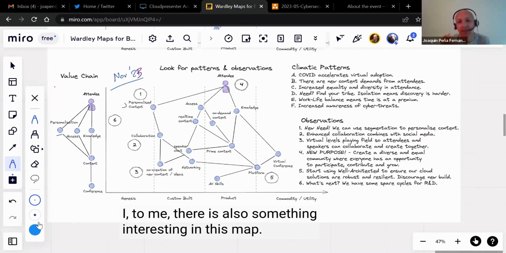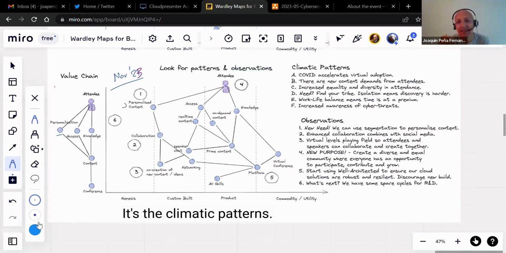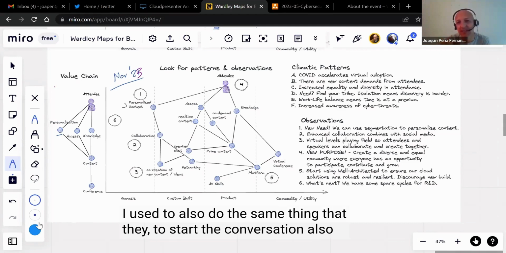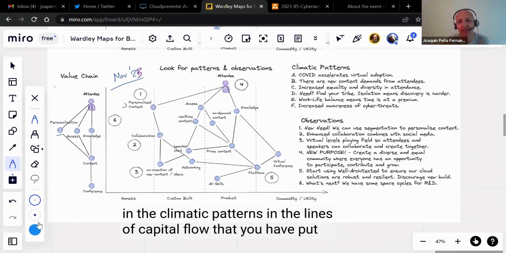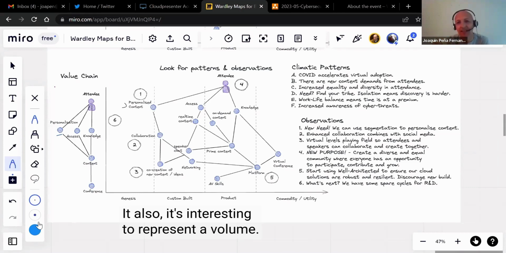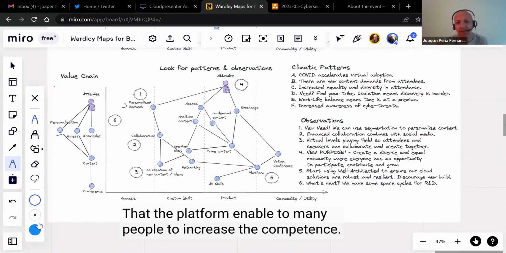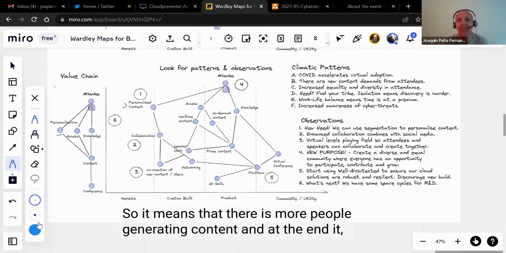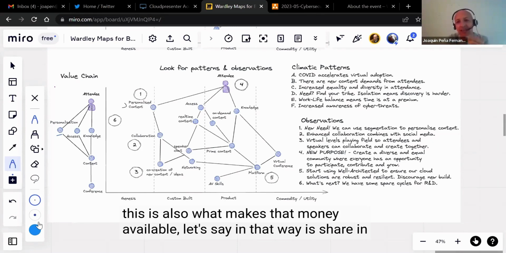To me, there is also something interesting in this map. It's the climatic patterns. I used to also do the same thing that Dave does to start the conversation, also adding the climatic patterns. In the lines of capital flow that you have put from the attendee to the knowledge, and coming from the platform, it's interesting to represent the volume that the platform enables many people to increase the competence. So it means that there are more people generating content. And at the end, this is also what makes that money available shared in a different way.